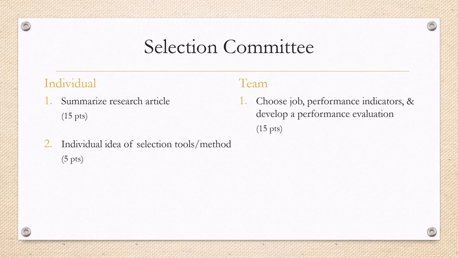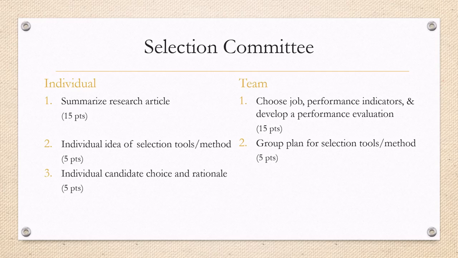The next 3 pieces you will do both as an individual and then you will come together as a team with your individual ideas and make a team decision on what you decide to do. So for the second individual assignment, you'll be choosing selection tools and procedure or method to use in hiring. And then you will bring those ideas together as a group and make a group decision on what you want to move forward with.